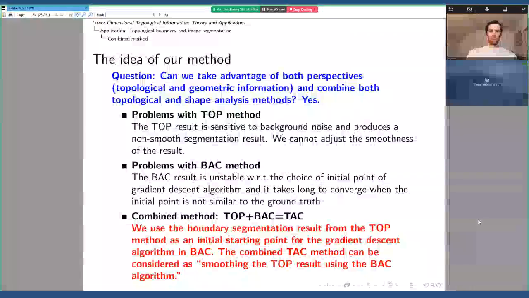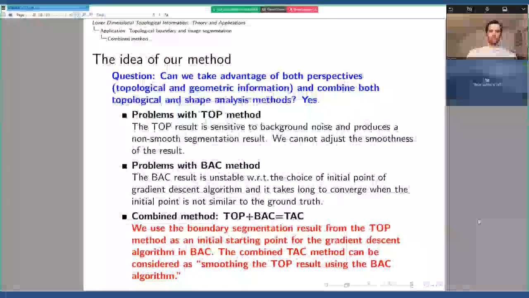So the TOP method is so sensitive to the background noise, and it requires a lot of tuning. For example, if you got some white noise in the background, the TOP method will delineate all of them, and that will produce noise points or noise boundaries that you don't want. And since the final segmentation result is taken as the boundary of the cluster, it's very wiggly, and there's no way to adjust the smoothness of the result.